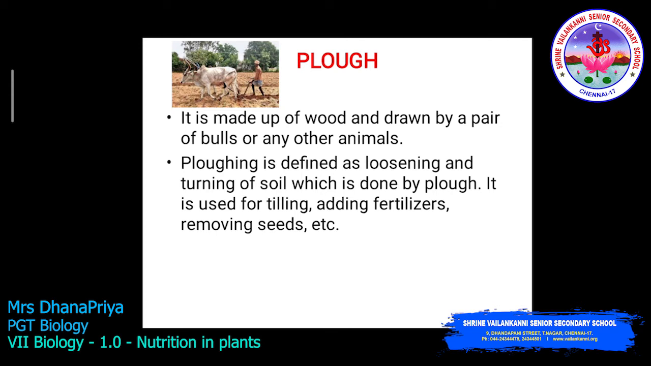Ploughing is defined as loosening and turning of soil, which is done by the plough. Why are we using this plough? Because when you are getting ready to cultivate the crop, you need a plough to loosen and turn the soil. That is done by this tool, the plough, which is pulled by an animal called a bull. It is used for tilling, adding fertilizer, removing seeds, etc. These are the three functions of the plough.